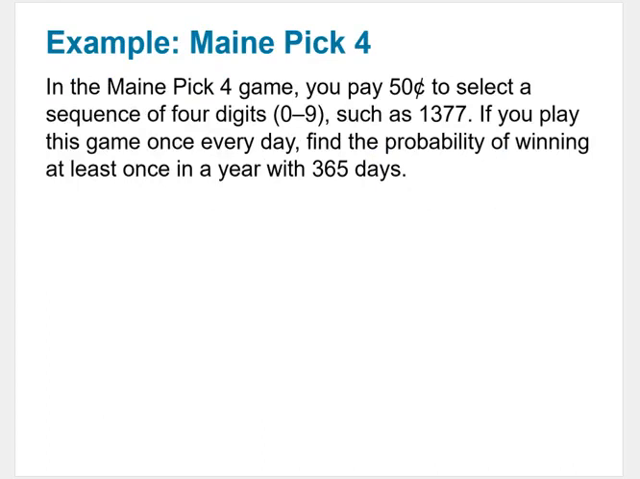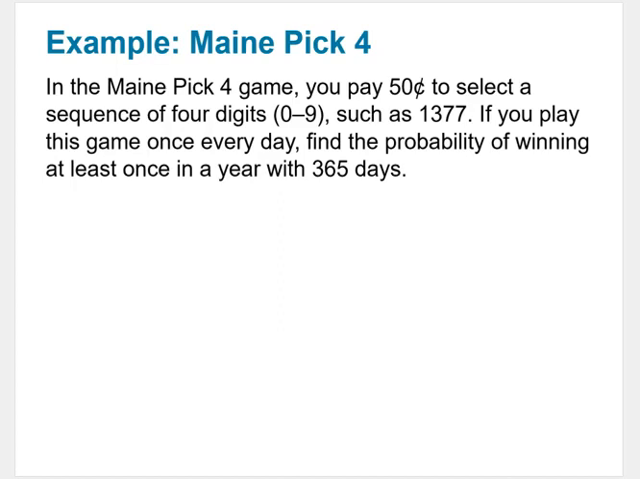In the main Pick 4 lottery, you pay 50 cents, and you select a sequence of 4 digits. And each digit is any digit between 0 and 9. So you can have repeating digits. So say you're playing 1377 every single day, and it doesn't matter what 4 digits you choose, it's the same probability. Because they're totally random, if you play this game once every day, find the probability of winning at least once that year in those 365 days.